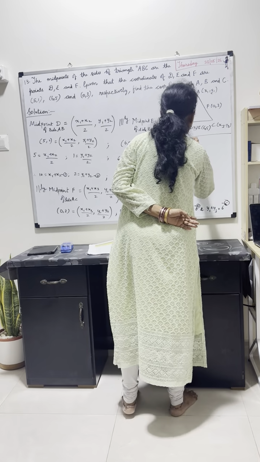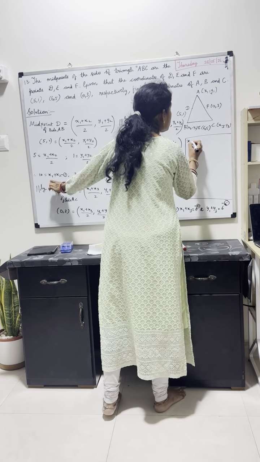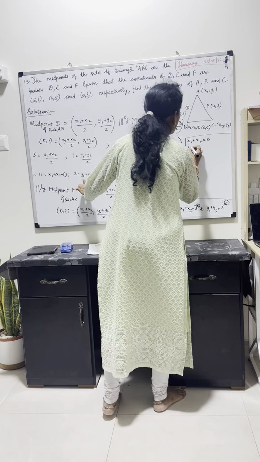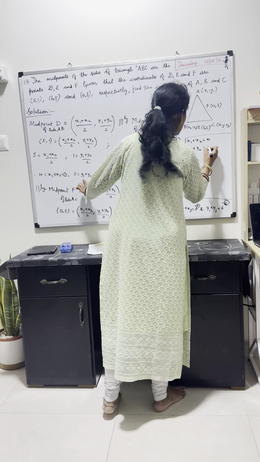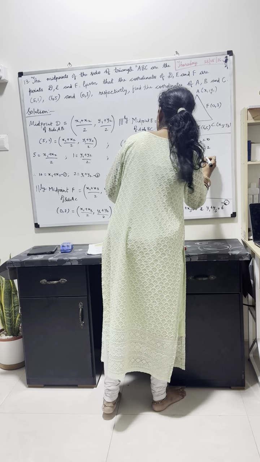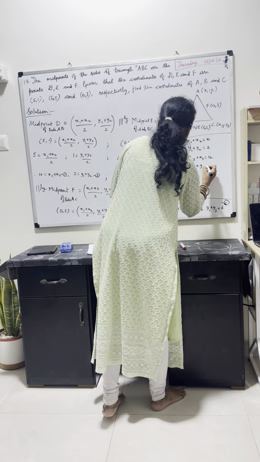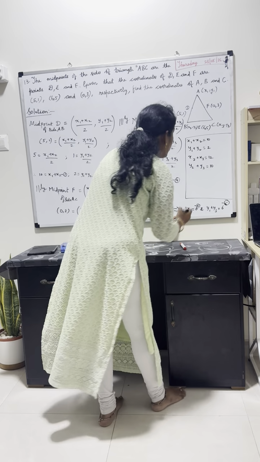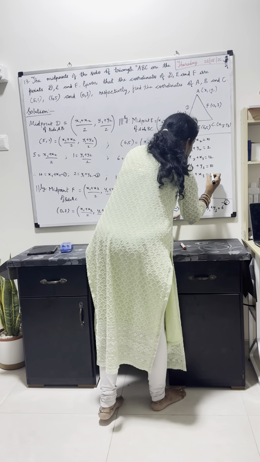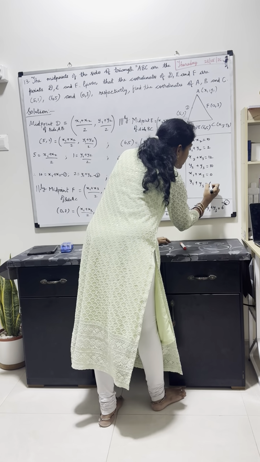Now for my convenience, I am just listing out these 6 equations. First equation is x1 plus x2 is equal to 10. The second equation is y1 plus y2 is equal to 2. Third equation is x2 plus x3 is equal to 12. The fourth equation is y2 plus y3 is equal to 10. The fifth equation is x1 plus x3 is equal to 0. The sixth equation is y1 plus y3 is equal to 6.